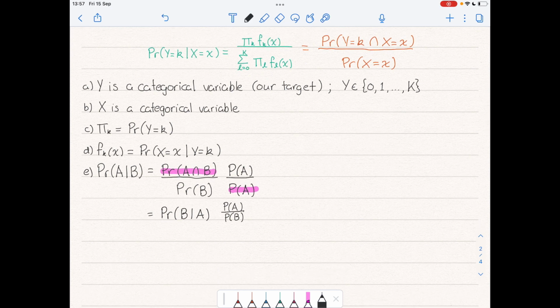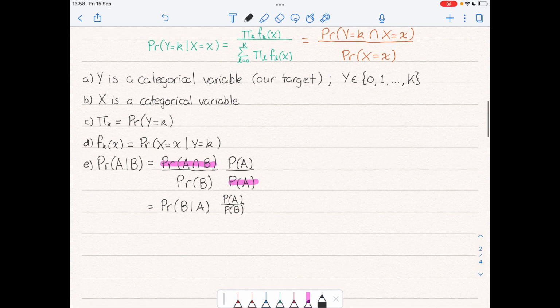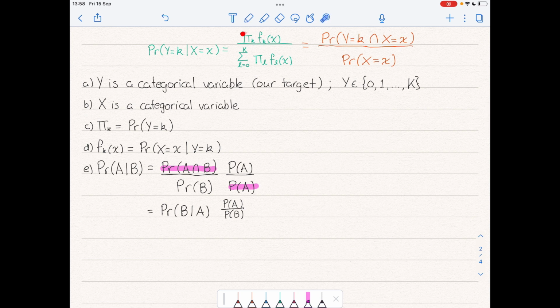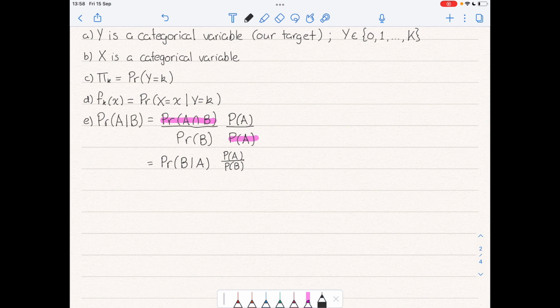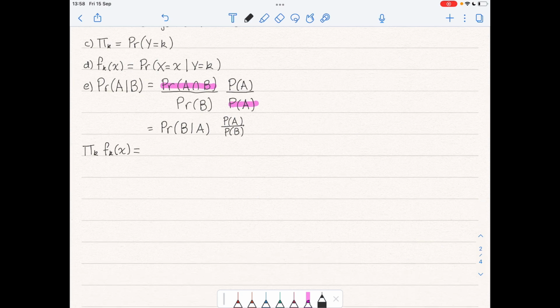So let's take a look at what pi k, this numerator thing, means, all right? Let's just derive what this thing actually means. So pi sub k times f sub k of x is equal to the probability that y equals k multiplied by the probability that x equals lowercase x, given that y belongs to k, lowercase k.